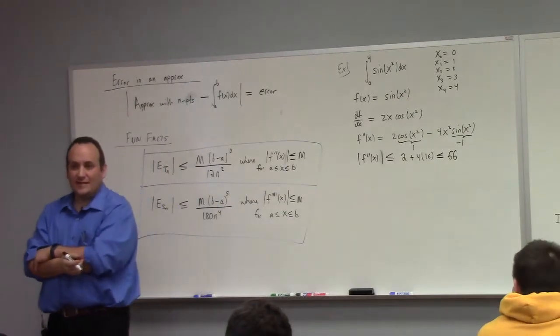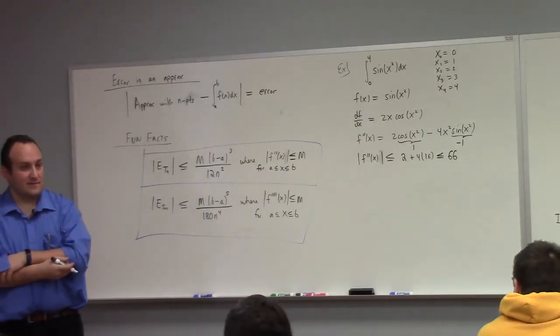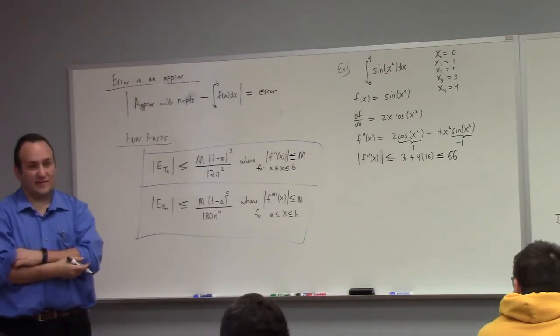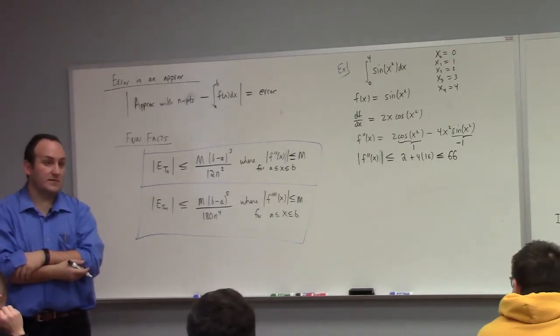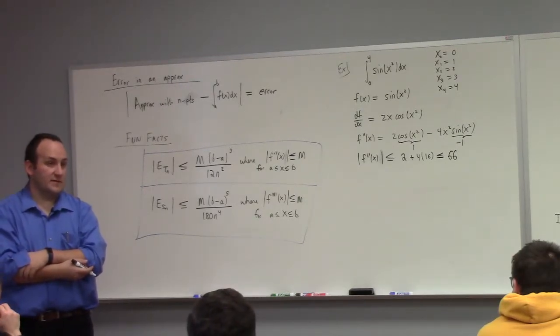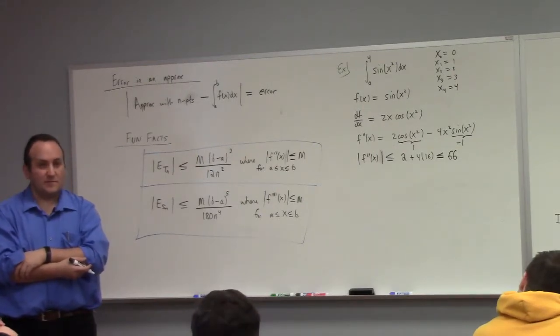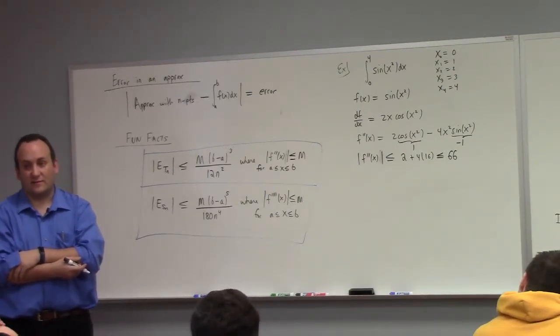That is a stupidly lazy bound. That actually cannot happen. You can't have cosine is 1 and sine is minus 1 at the same time. That's just not possible. If cosine is minus 1, sine is 0. If sine is 1, cosine is 0. That's the way they work. So I know that's not possible, right? But that's definitely an upper bound on the second derivative.